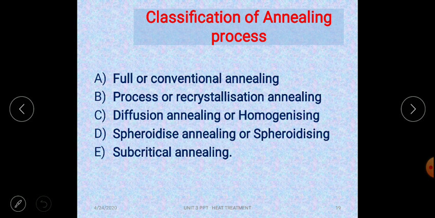Next one is classification of annealing. Now in what parts is the annealing classified? First one, full or conventional annealing. Second one, process or recrystallization annealing. Third one, diffusion or homogenizing annealing. Next one, spheroidized annealing, and another one is subcritical annealing.